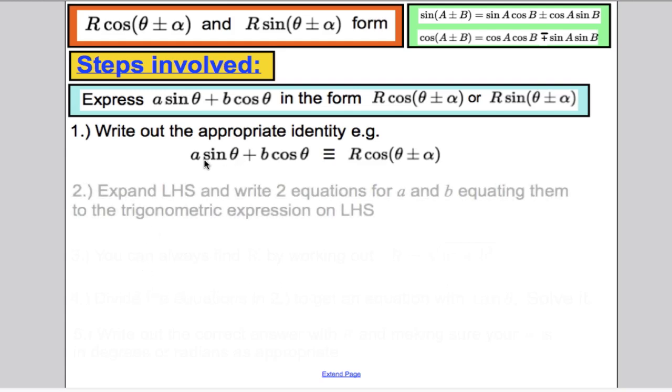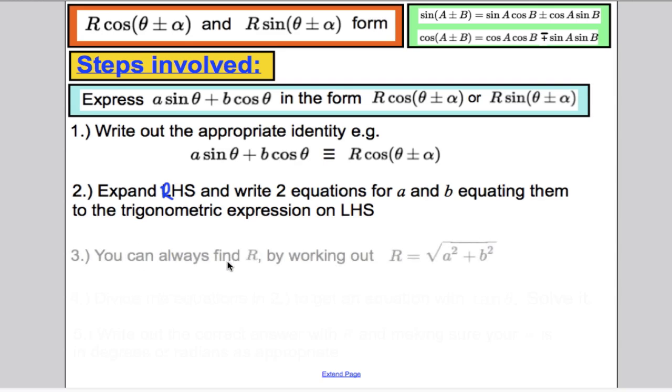Then you expand the right hand side. You expand this here, the right hand side, and you write two equations for a and b, equating them to the trigonometric expression on the left hand side. As we did before, we worked out what a and b had to be, and we wrote down two equations. Step 3, you can always get r, and r always turns out to be the square root of a squared plus b squared, as it did in this example. R was the square root of 3 squared plus 4 squared, which was 5.